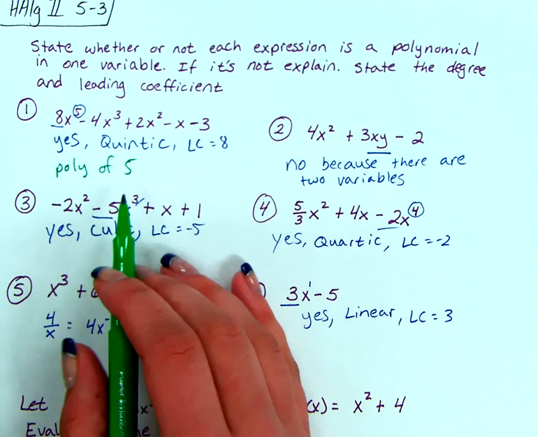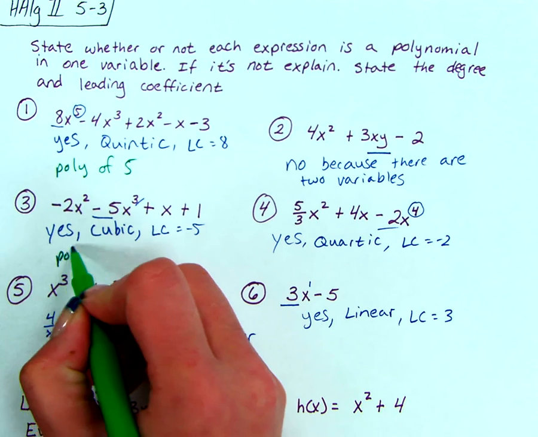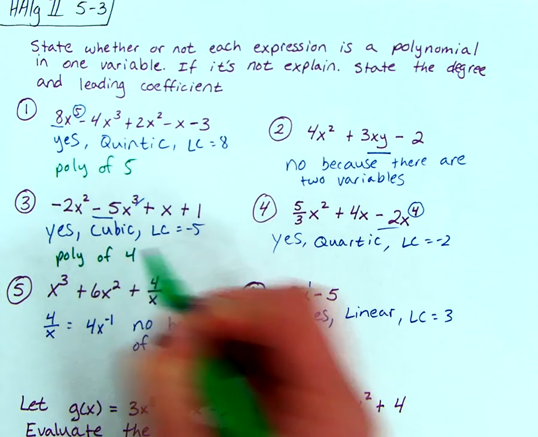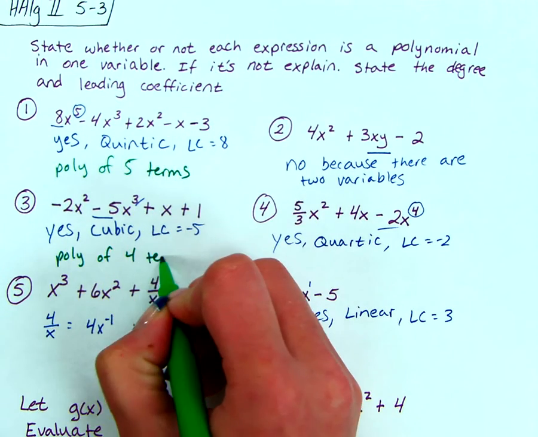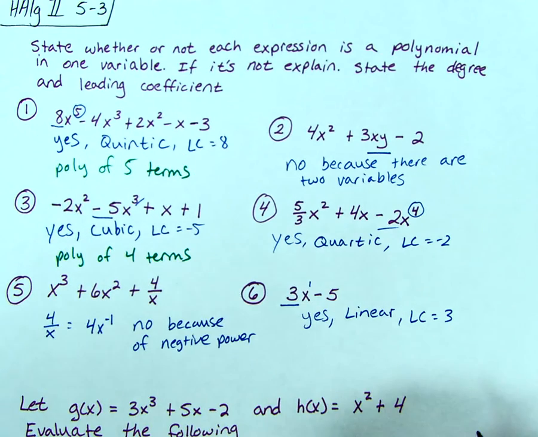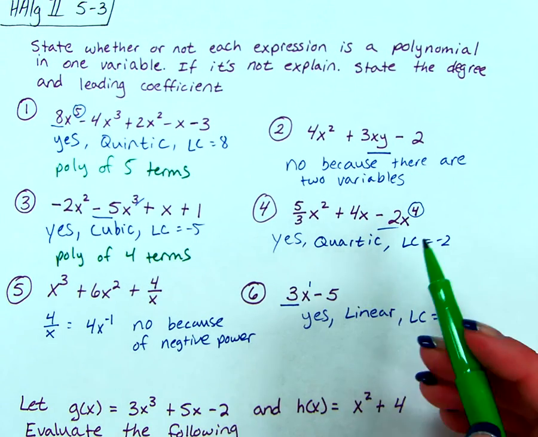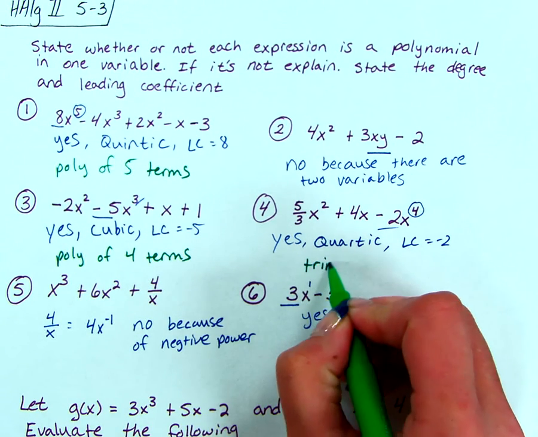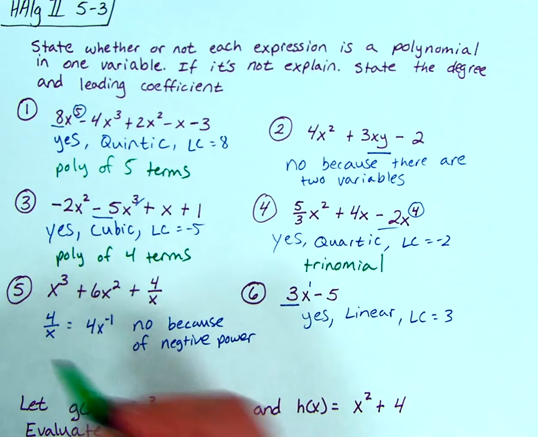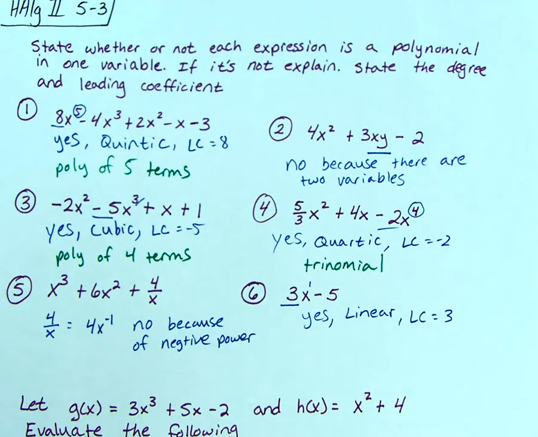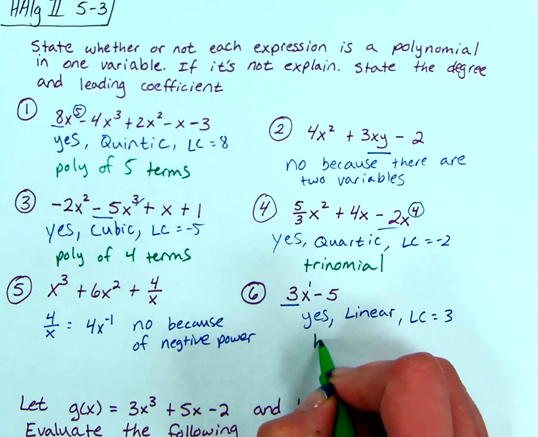So here we have 1, 2, 3, 4. So this is a polynomial of 4 terms. Fourth problem, we have 1, 2, 3. So that would make this a trinomial. Okay, again, we're not going to classify problem 5. And here we have 2 terms, so this is a binomial.